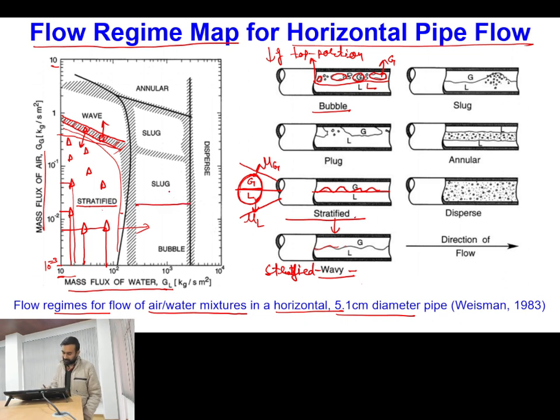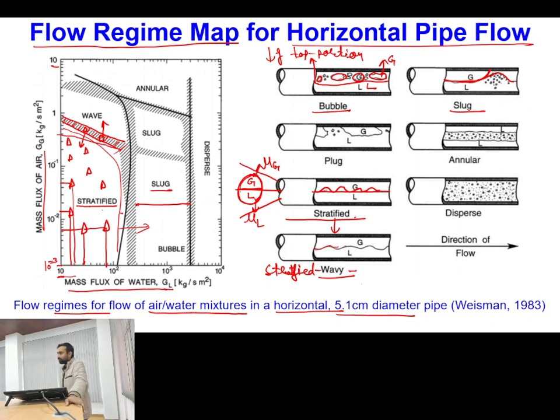Now in between bubble and slug, though they have not given it, what is slug? If at the same high liquid flow rate I start increasing the gas flow rate, what will happen? Earlier discrete gas bubbles were going, but now the frequency of these discrete bubbles will increase. Once their frequency increases, they will come closer to each other, and multiple bubbles will fuse with each other to form a gaseous core. Here you can see a big gas bubble and then some small liquid hump. Like this, periodic gaseous cores will be moving in the bulk of the liquid.